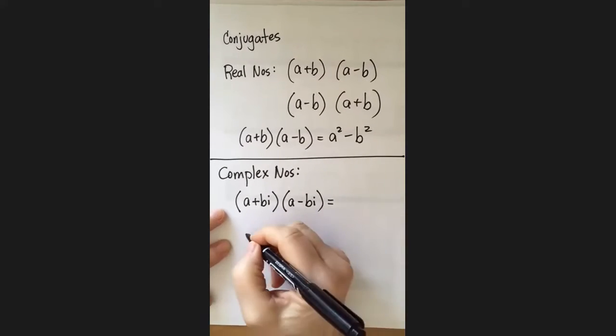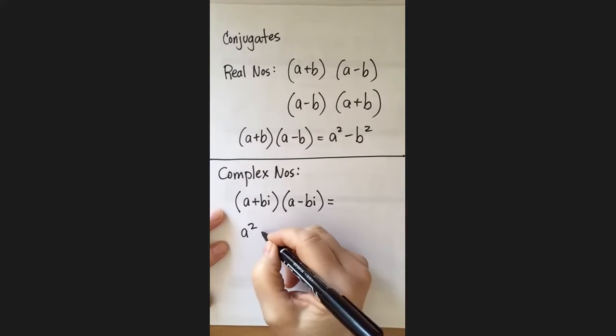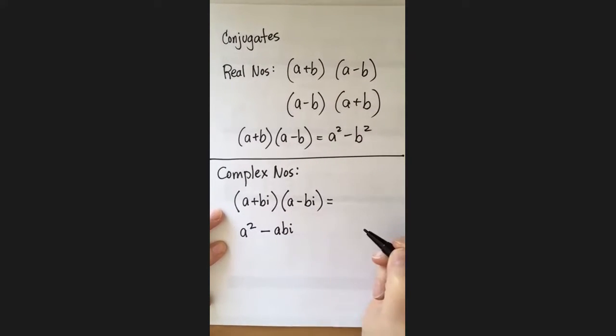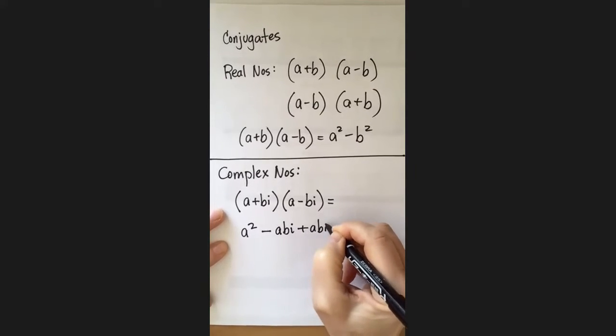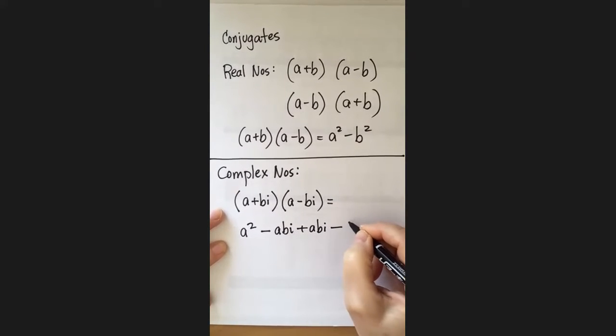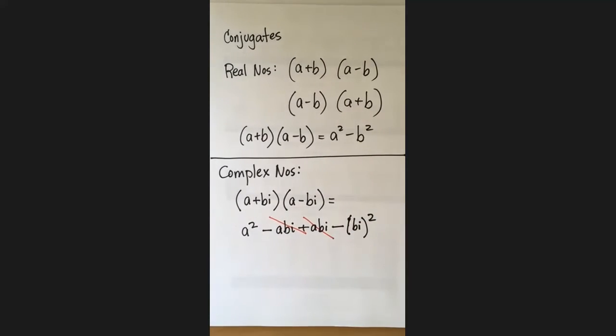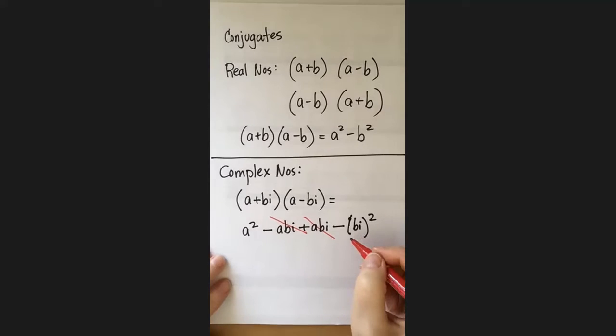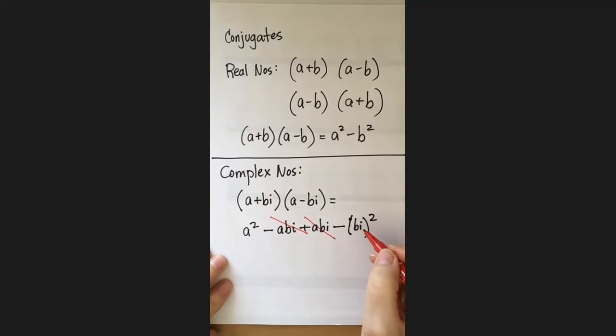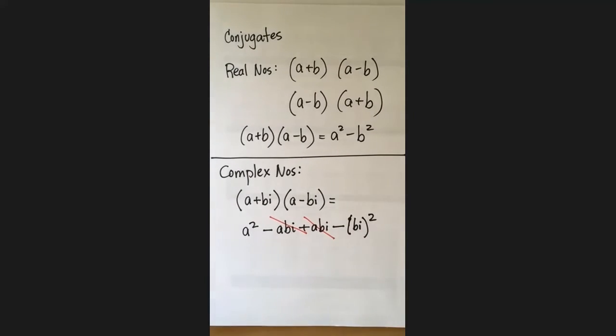I'm going to multiply this together and I'm going to get A squared. Then I'm going to get minus ABI. Then I'm going to get plus ABI. Then I'm going to get minus, and I'm going to put it in parentheses because it's two terms, BI squared. Now, look at that. We see that I've got a minus ABI and a plus ABI, so the I term goes away. Now, we have to deal with this one because an I is trying to sneak in there. We're not going to permit that.